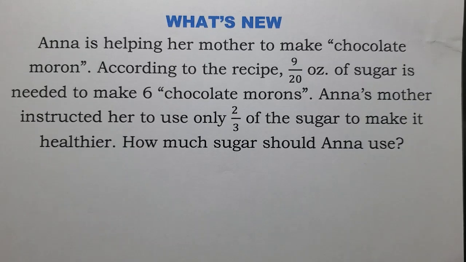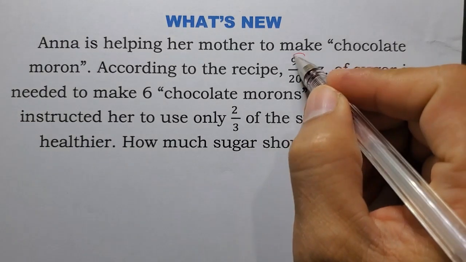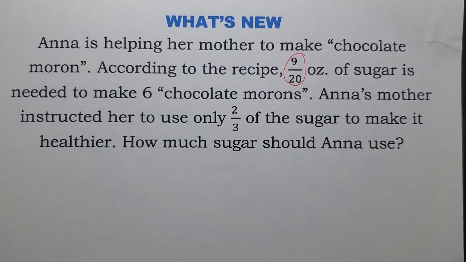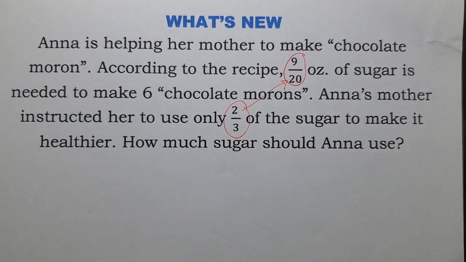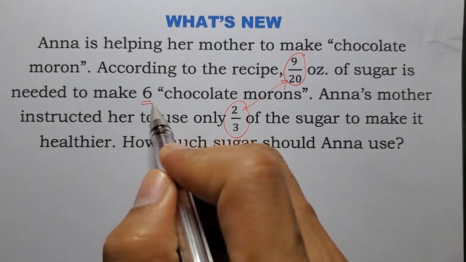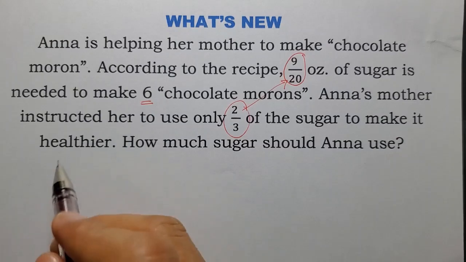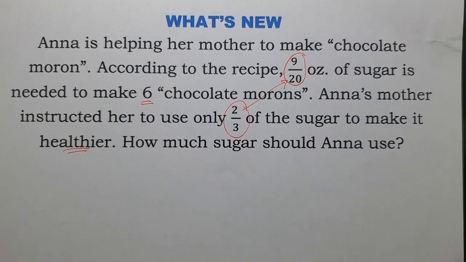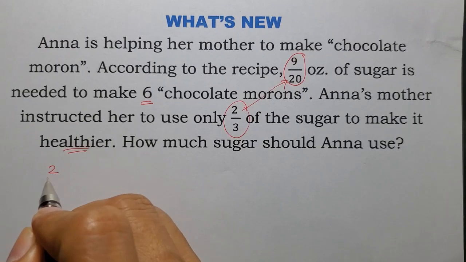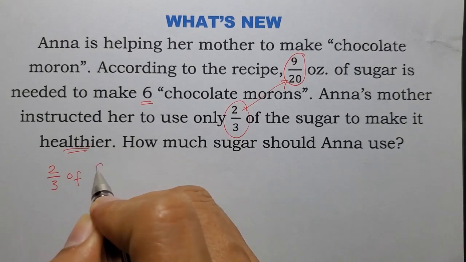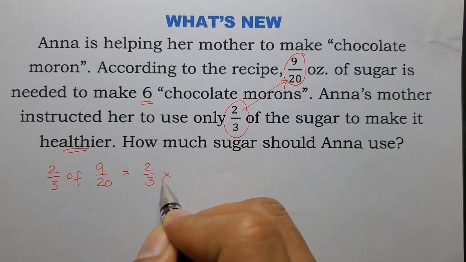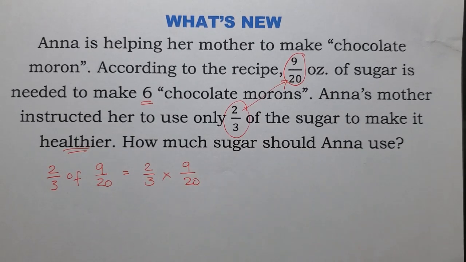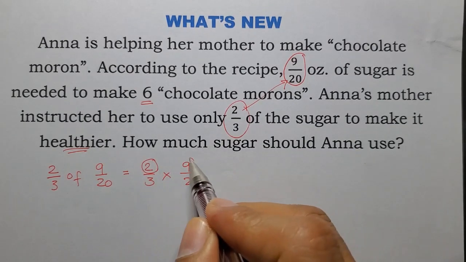So all we have to do is, regularly we are using 9/20th ounce. But this time you will only use 2/3 of that 9/20th in order to make these 6 chocolate morón healthier with less sugar. So all we have to do is just get the 2/3 of 9/20th, or that is also 2/3 times 9/20. So in multiplying fractions, as what I have told you, you just multiply numerator by numerator.